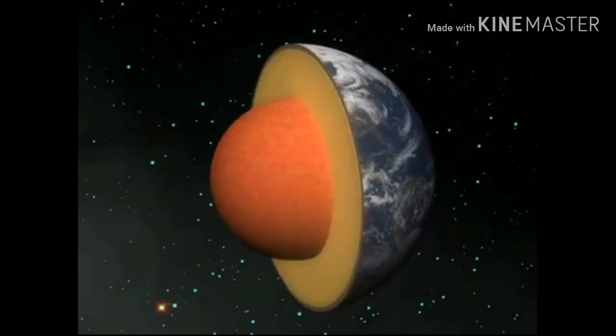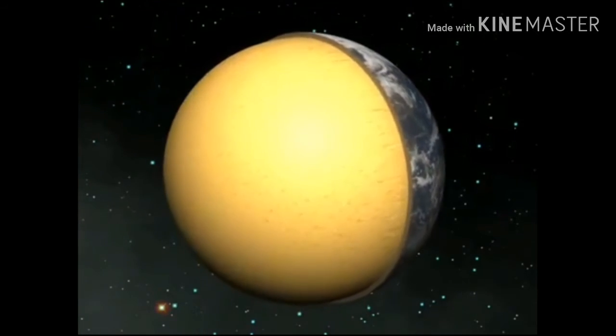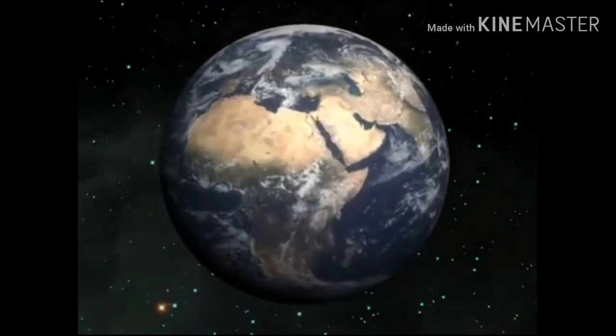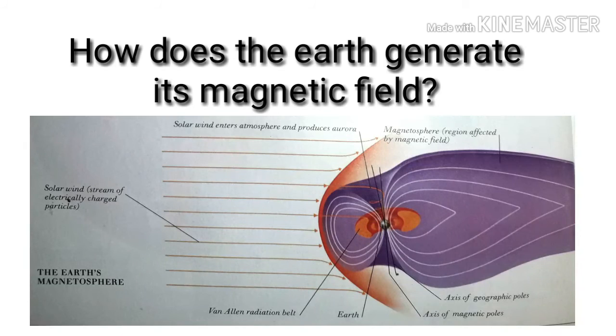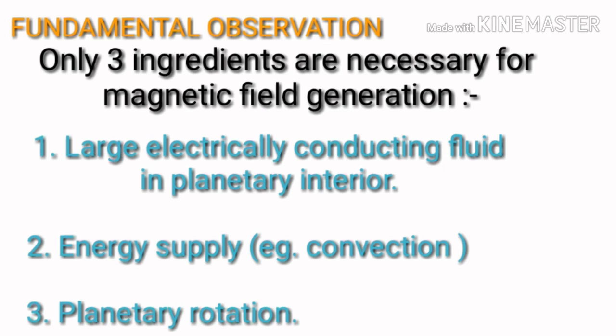The four layers of the earth all have special functions. Now you know what the earth's interior looks like. Now the next question arises, how does the earth generate its magnetic field? Fundamental observation: only three ingredients are necessary for magnetic field generation. First, a large electrically conducting fluid in the planetary interior. Second, an energy supply. Third, planetary rotation.